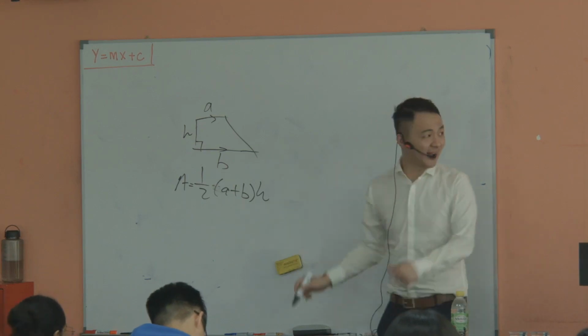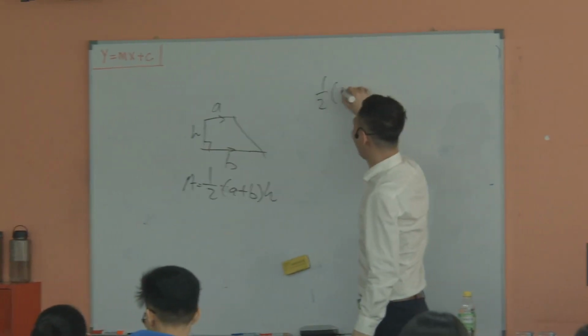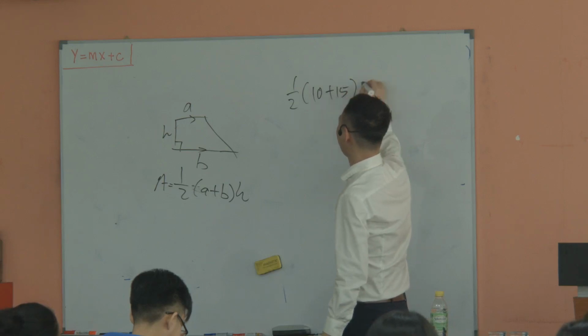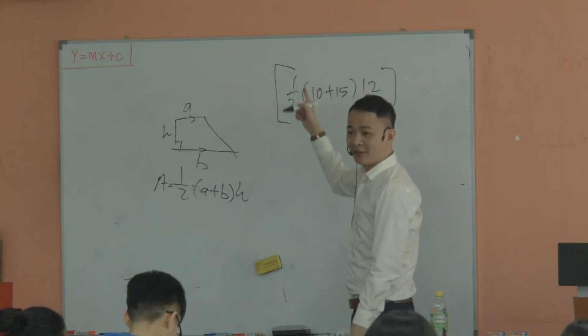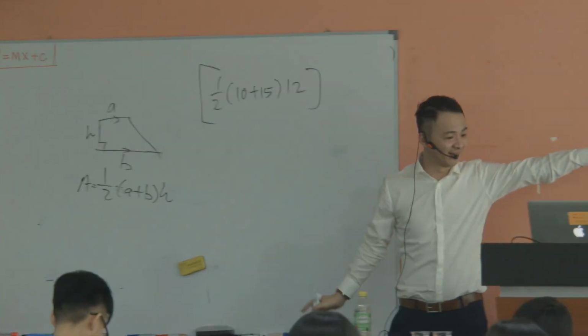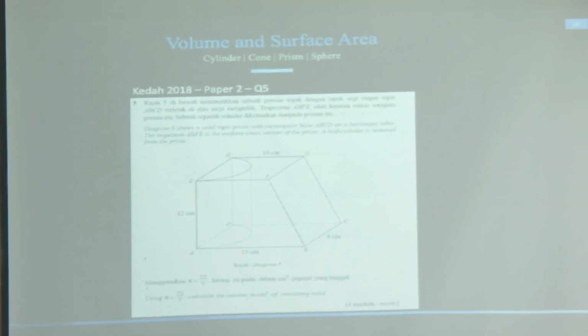So in this case, your A and B will be 10 and 15. Your height will be 12. So half times (10 plus 15) multiplied by 12. This is the trapezium, right? Multiply by the length. The length will be 8. Then I get the whole prism.